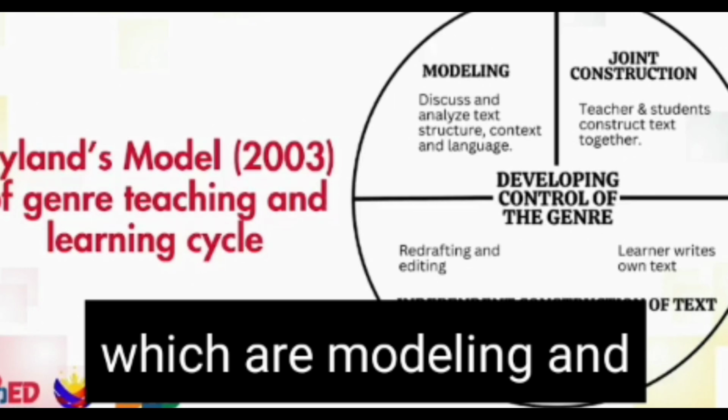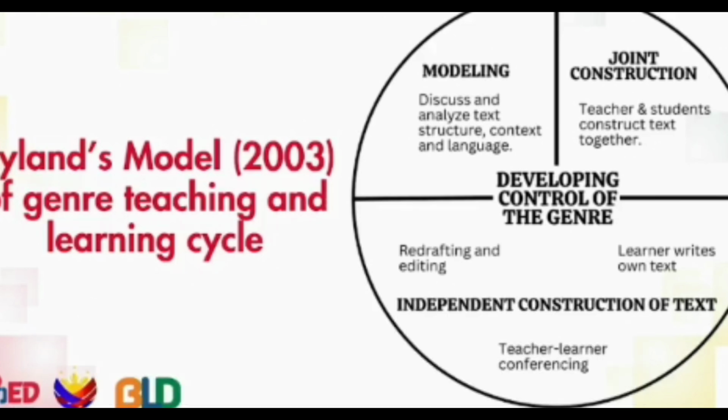And then the student writes a given genre type independently. That is for the last aspect, which is independent construction of text. And then the teacher must be sure that the students really understand the features of a certain genre, such as the communicative purpose, structure elements of the text, grammatical patterns, relevant vocabulary usage, and the textual devices as well.